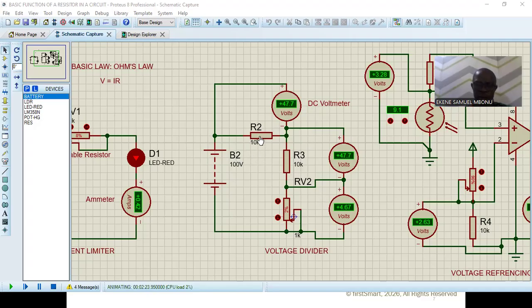Now, I want you to compute 10 over, okay, we don't know the exact value of this, so you may not know exactly what it is. But let's watch this. At any point in time, the voltage across R2 and R3 are the same because they have the same value. But they are changing because this one is changing.